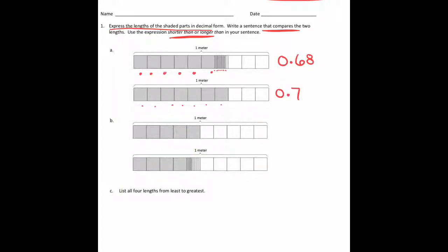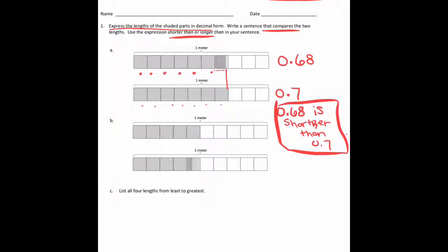Now, it looks like 0.68 if you just look at the numbers is bigger because it looks like 68 and this is 7, but really when you look at the lengths, 0.68 is shorter than 0.7 because if you compare just the tenths, the second one has 7 tenths and the first one only has 6 tenths. So technically 0.68 is shorter than 0.7.